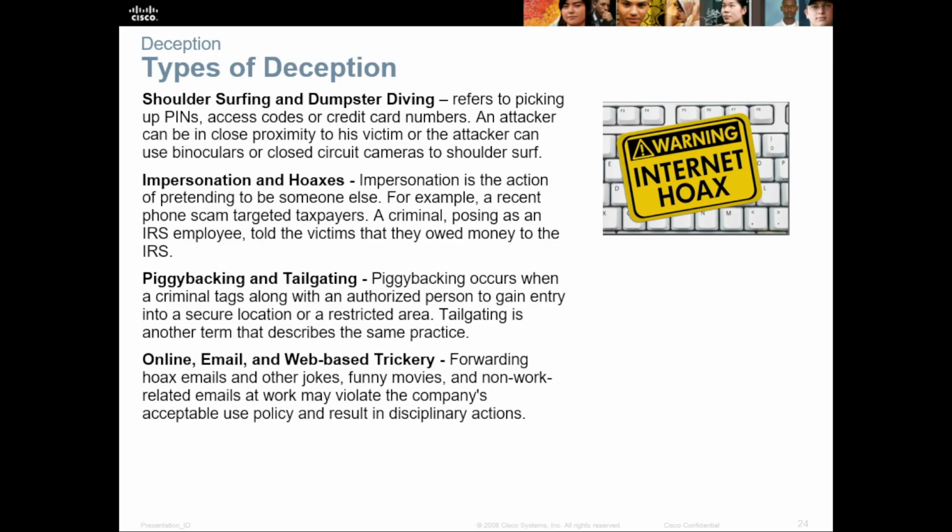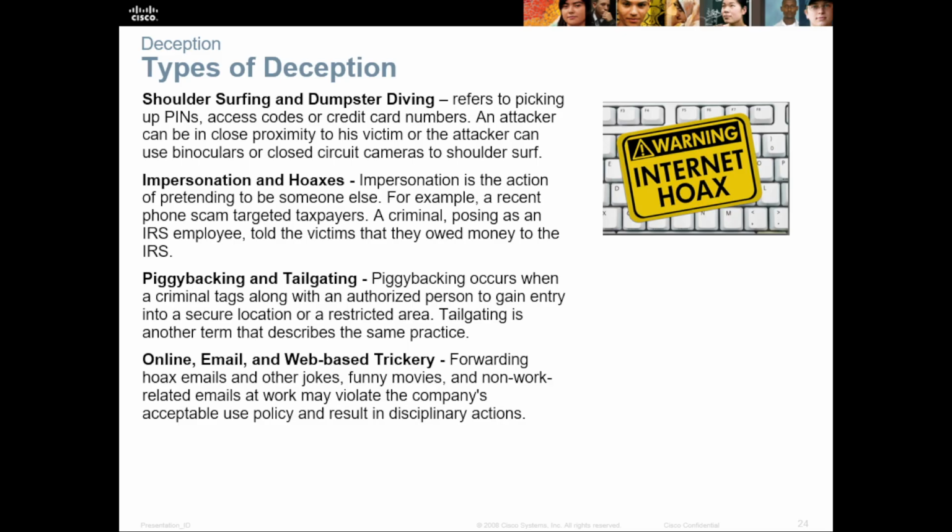We also have piggybacking and tailgating. Piggybacking occurs when a criminal tags along with an authorized person to gain entry into a secure location or a restricted area. Tailgating is another term that describes the same practice. So when you are just following someone inside an office, you usually see that in movies a lot. Just following the person, taking the turns the person takes, and hiding so that the person will not see you. That's tailgating. So we also have online email and web-based trickery.